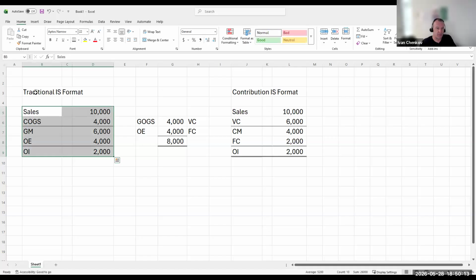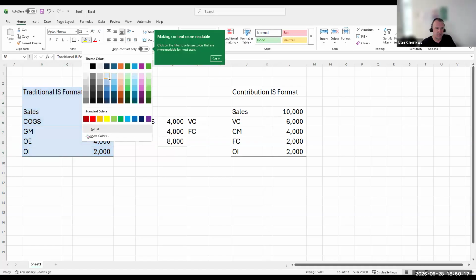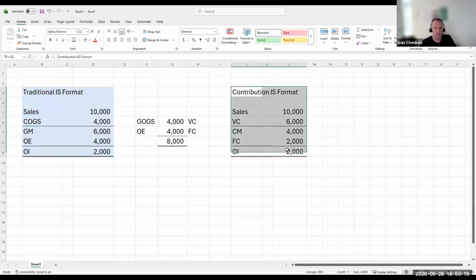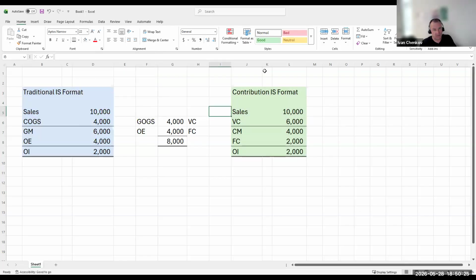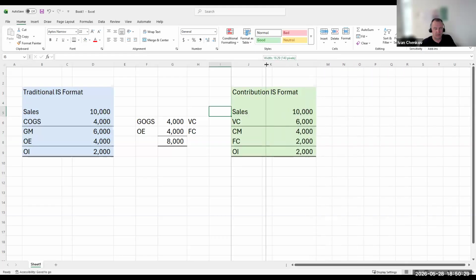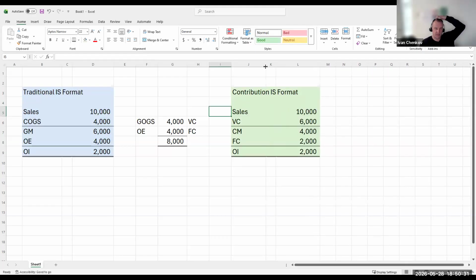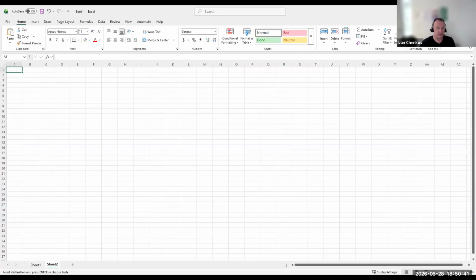But now we have two types of income statements. One is the traditional format income statement, and the other one is the contribution format income statement. Again, the traditional format statement will be used by the outsiders of the company, whereas the contribution format will be used by the management of the company. Why are they going to use it? Now let's see how we can use this contribution format income statement for decision making.